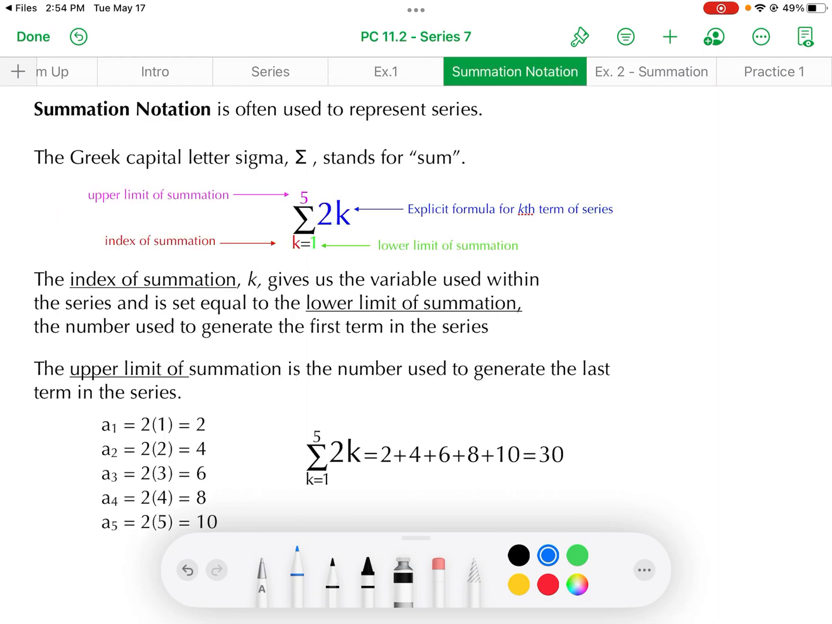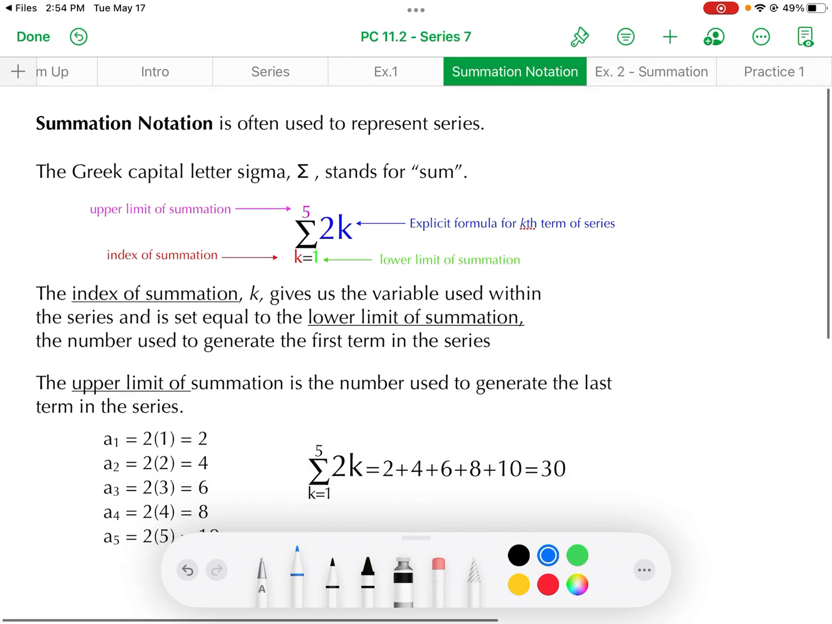All right, now there's an alternate notation that we can use to represent a series. It's called summation notation, or it's often referred to as sigma notation. We use the Greek capital letter sigma, which looks kind of like an E. And anytime you see that symbol mathematically, it's going to represent a sum. Just think add, all right?